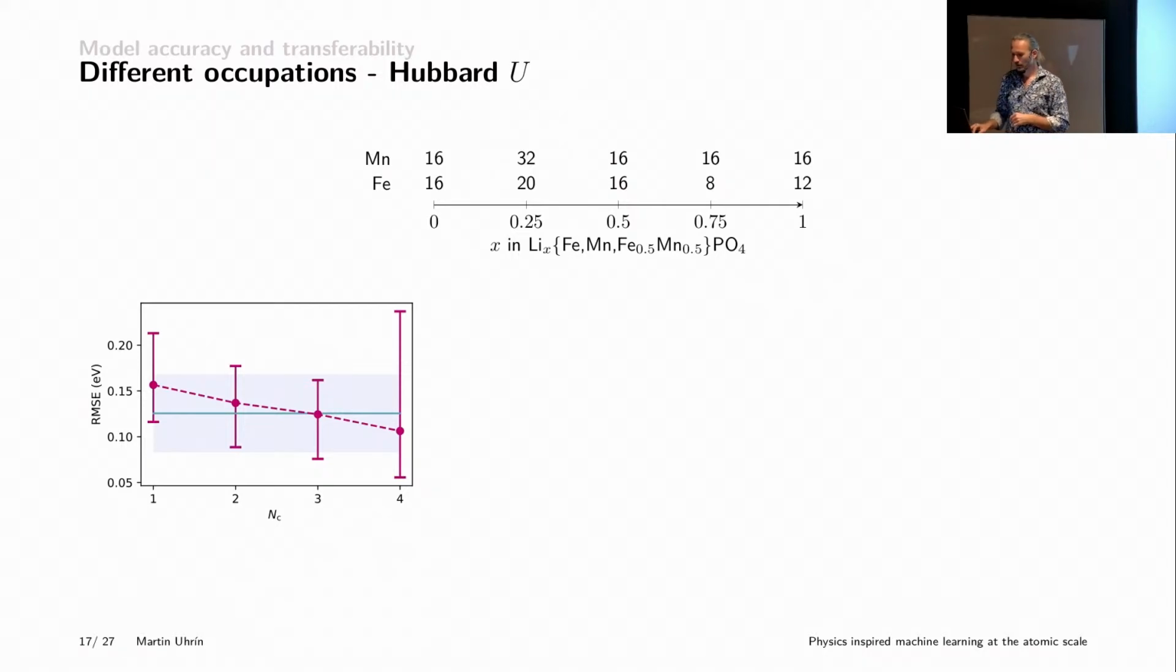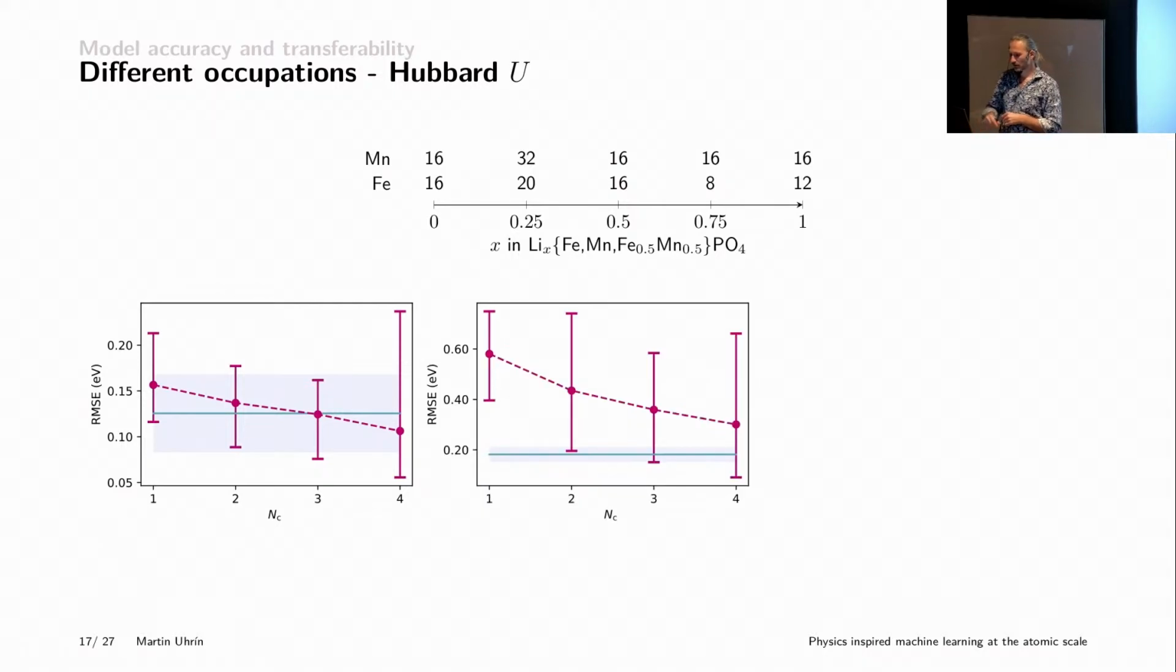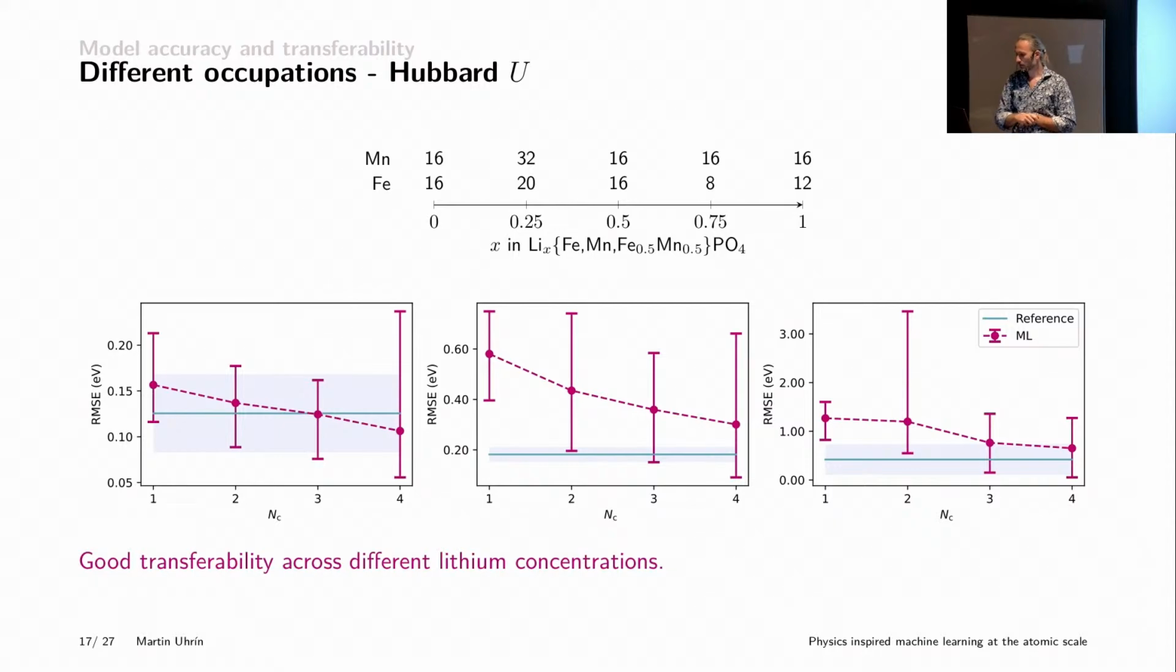And the story is fairly similar with, so I think I haven't labeled these, but this is the iron, this is the manganese, and then we have a mixed olivine where we have both iron and manganese on the different sites. So why do I care about this? Well, it shows me that, if I really want to study the systems, I don't need to calculate data for all of these.